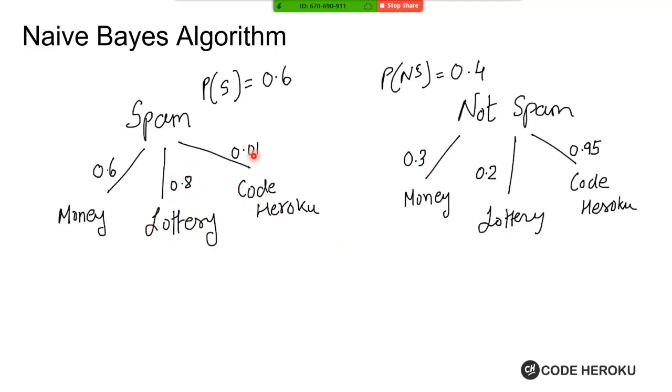We don't want our emails that are coming to you to go to the spam folder. So Code Heroku, very less likely that it's a spam, and similarly for not spam as well. Overall, we have more spam emails than not spam emails. Now, can you find out, if you see these two words in your email, if I send you an email with Code Heroku and money, is this a spam or not a spam email?